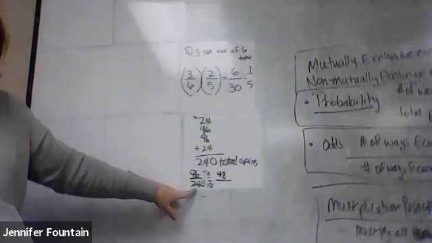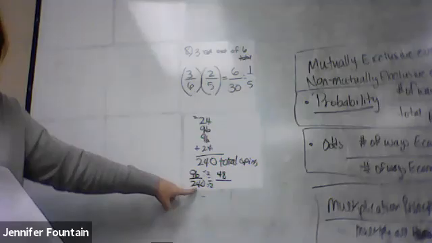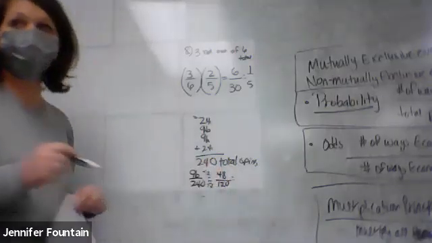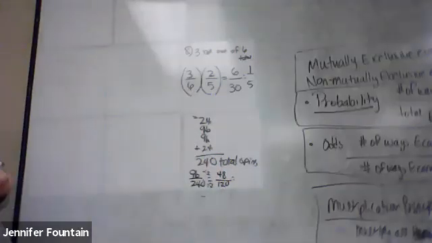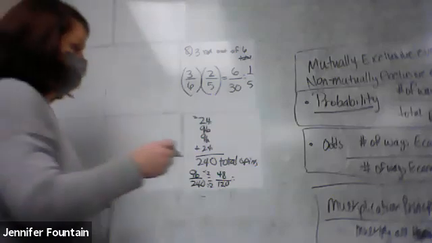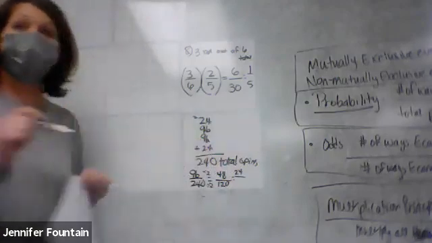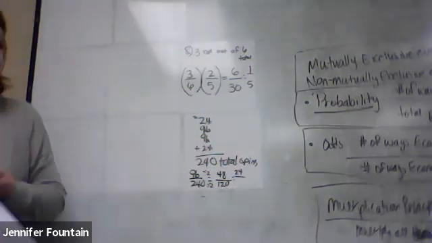What's half of 24? 12. So what's half of 240? 120. What are these both divisible by? 2. What's half of 48? 24. Half of 12 is 6. So half of 120 is 60. Okay.